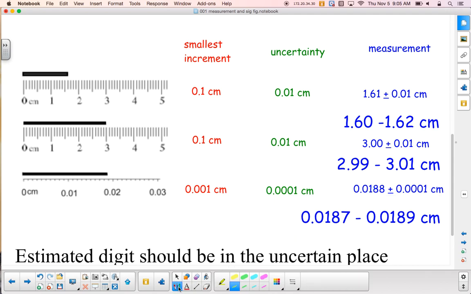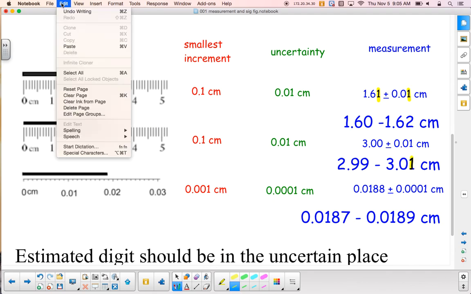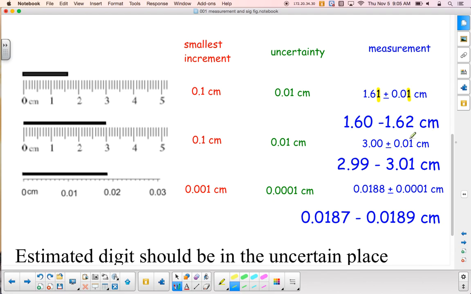It is important to make sure when you're done taking measurements that if your uncertainty is in the hundredths place, your measurement ends in the hundredths place. My uncertainty is in the hundredths place. My measurement ends in the hundredths place. Here my uncertainty is in the fourth decimal place, so my measurement has to go to 4 decimal places.